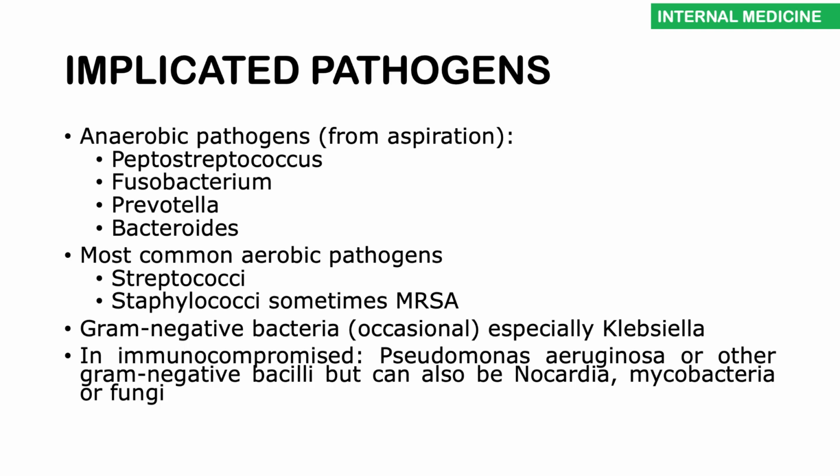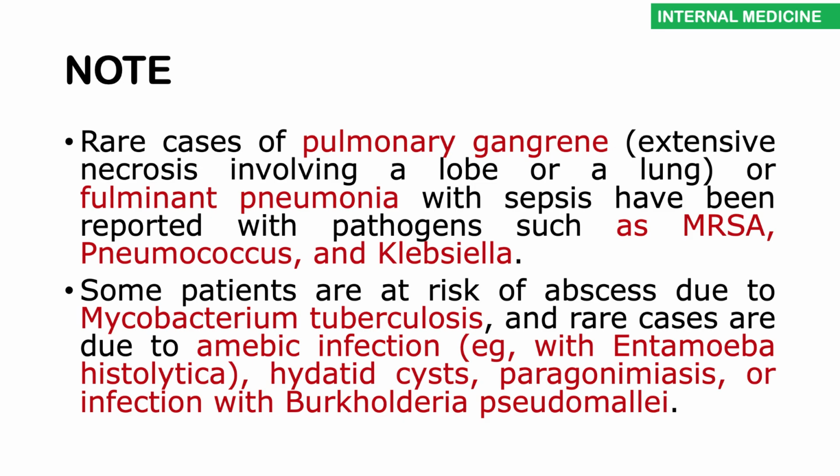You could sometimes have some gram-negative bacteria. These tend to be hospital-acquired, like Klebsiella. You can have some in immunocompromised patients like Pseudomonas aeruginosa or even some gram-negative bacilli, but you can also have things like Nocardia and Mycobacterium as well as fungi. Remember that in some rare cases, it may actually progress and lead to extensive necrosis of a lobe of the lung, sometimes even an entire lung. You can lose an entire lung. They can develop pulmonary gangrene, or they can develop a fulminant pneumonia. This tends to be seen with pathogens like MRSA and even with pneumococcus and Klebsiella.